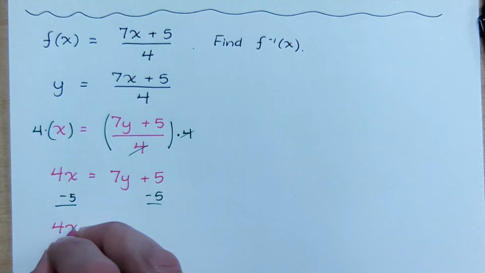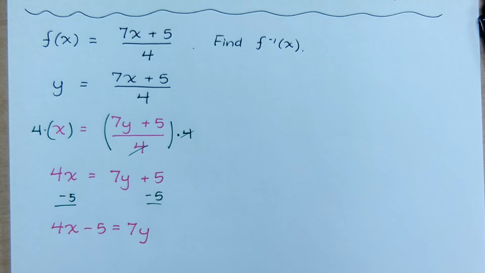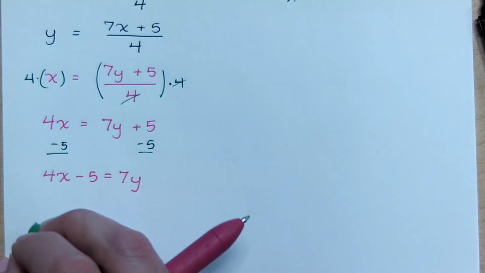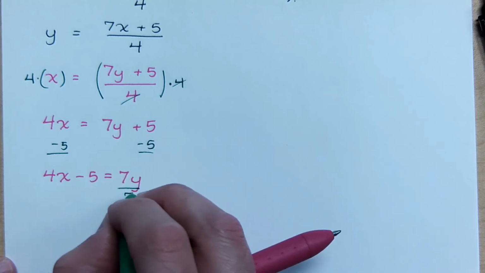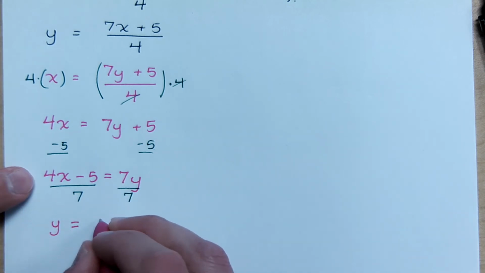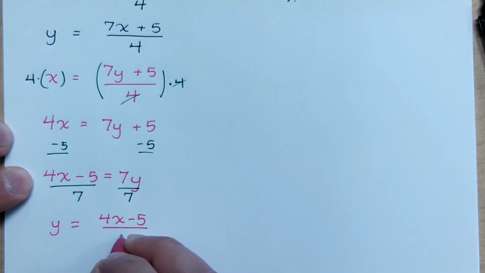If you don't like having the x on the left, and you'd rather have the y over there, since 4x minus 5 equals 7y, you can just as easily say 7y equals 4x minus 5. It's still going to be the same. And then your last step to get y by itself, that last step to freedom, we divide both sides of the equation by 7. So y is equal to (4x minus 5), and all of this is divided by 7.